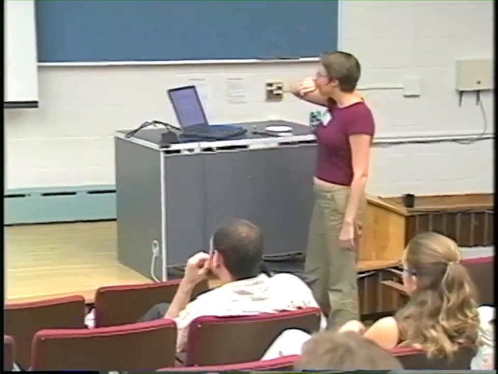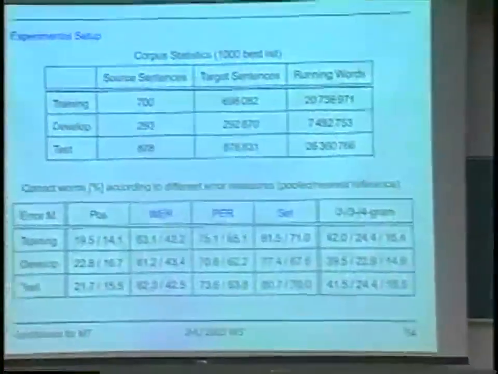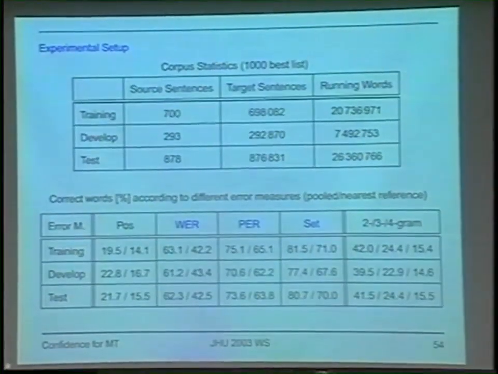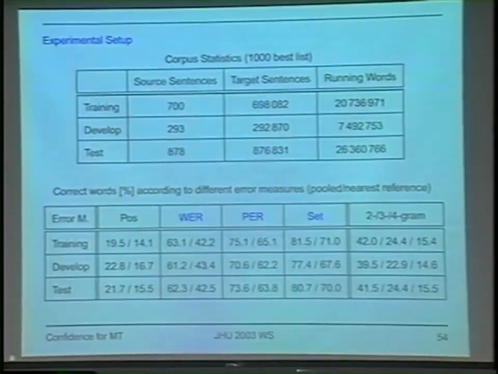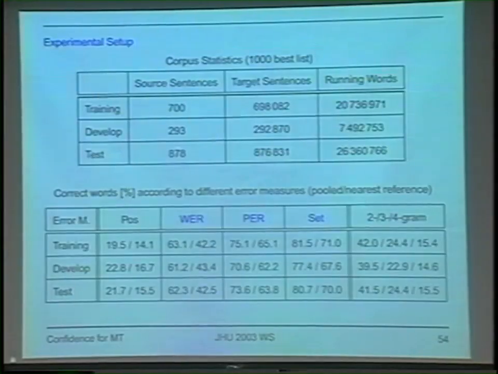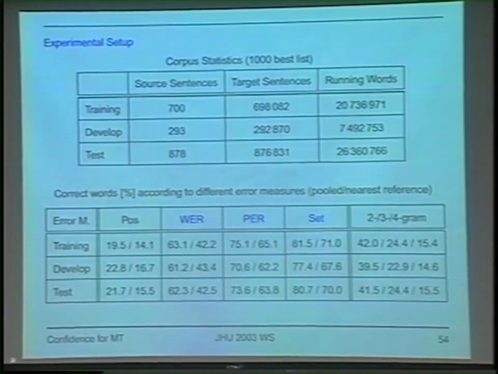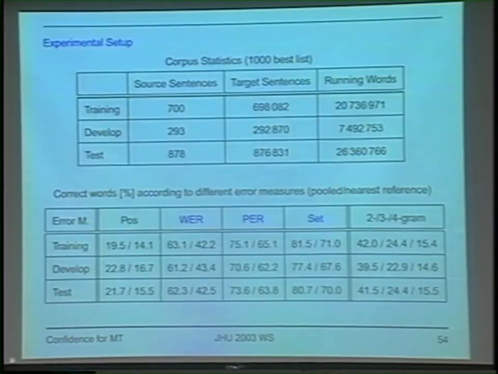Okay, so one slide about the experimental setup. For the word level features, we worked with a set of 700 source sentences, roughly 300 source sentences for the development set, and the same test set as for the sentence level. And we took the 1000 best lists, so the number of target sentences is given here, which yields around 20 million running words in the training corpus, 7.5 million running words in the development corpus, and 26 million words in the test corpus.